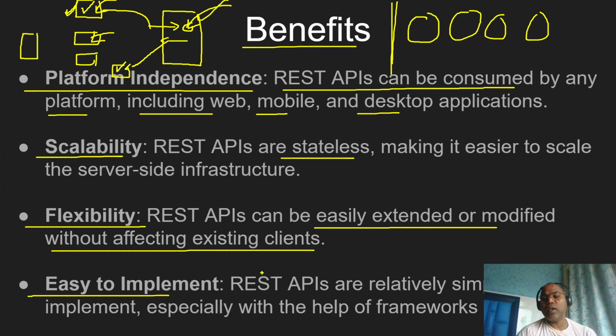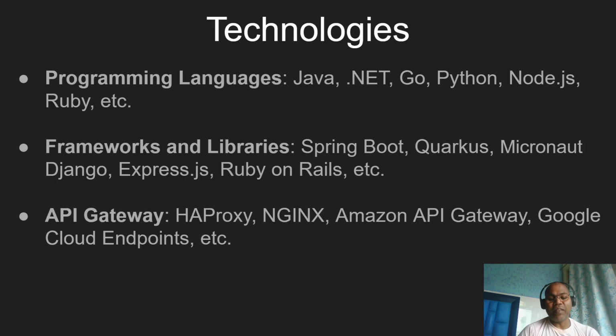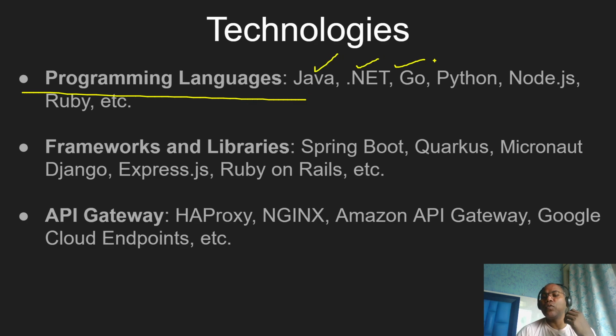Easy to implement. REST API is relatively simple to implement, especially with the help of frameworks and libraries. Nowadays, Spring Boot, Quarkus, and many other frameworks make building a REST API simpler than anything. It is the simplest way nowadays to build a REST API. You can build REST APIs using different programming languages: Java, .NET, Go, Python, Node, Ruby, and lots of frameworks and libraries, which make developer life so easy nowadays.